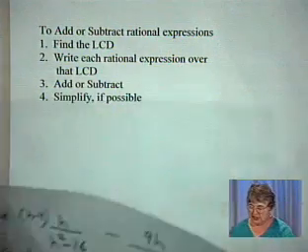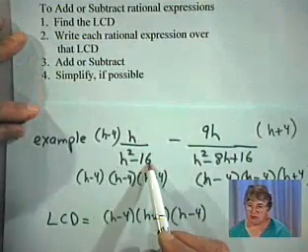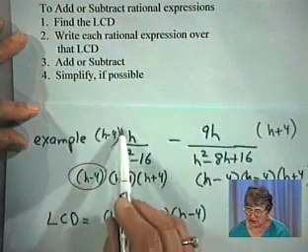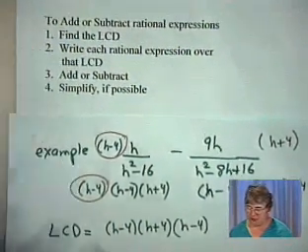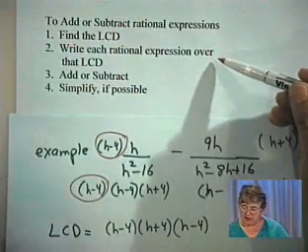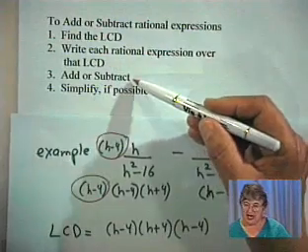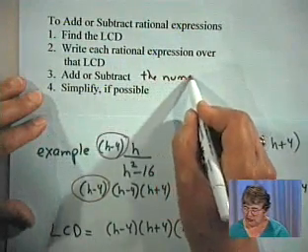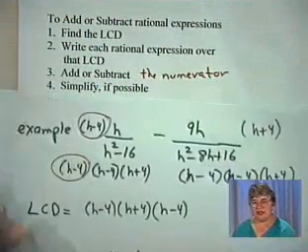So for example, in the problem that we just finished, we had h over h squared minus 16. It had two of these factors, but it needed this third factor, and so we multiply the numerator and denominator by that third factor. Okay, so that's this part over here. Write each rational expression over the lowest common denominator. We add or subtract the numerators, and then we simplify if possible to end up with something in lowest terms.